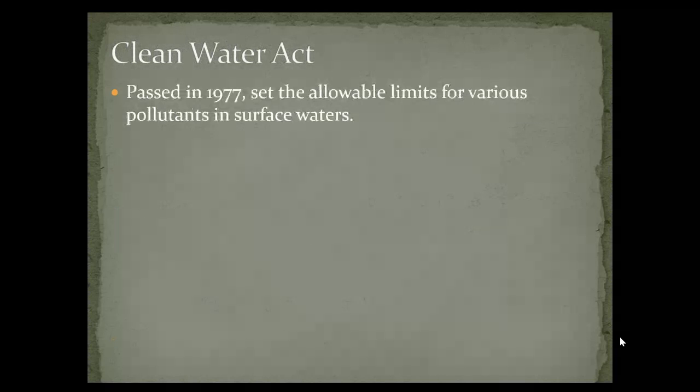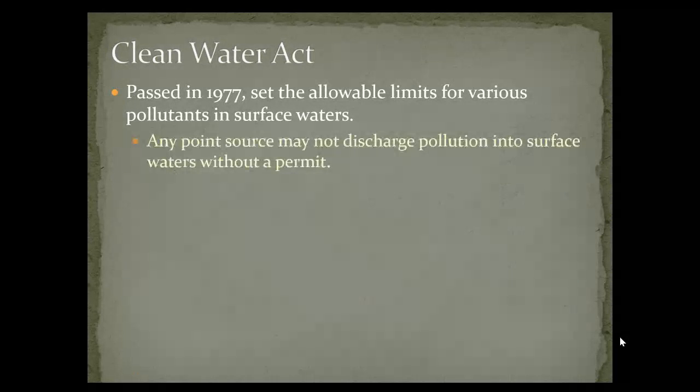So the 1970s were an amazing decade for legislation that helped protect the environment. So the Clean Water Act is one of those critically important pieces of legislation. It was passed in 1977, and it set allowable limits for different pollutants in surface waters. It doesn't cover groundwater.